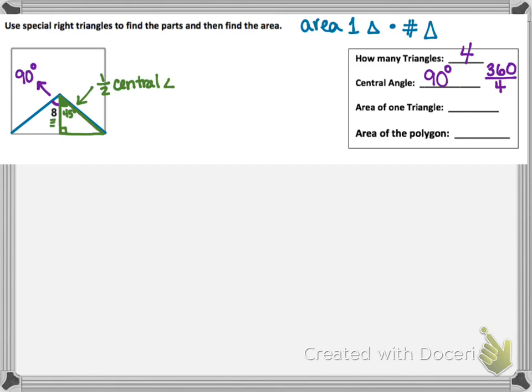All right, let's talk about that triangle. So we know it's 45, 45, 90. And we know that this leg is 8. Now, to find any of the areas that we're trying to find, we do not need the hypotenuse of this little triangle in here. We'll just need both of the legs. So, since this is a 45, 45, 90 triangle, we know that both of the legs are the same length. So if one of my legs is 8, that means my other leg right here is going to be 8.